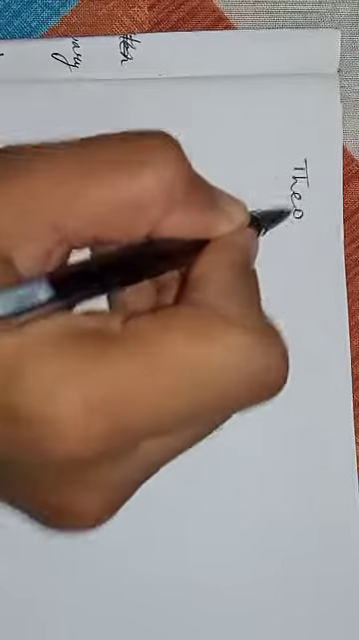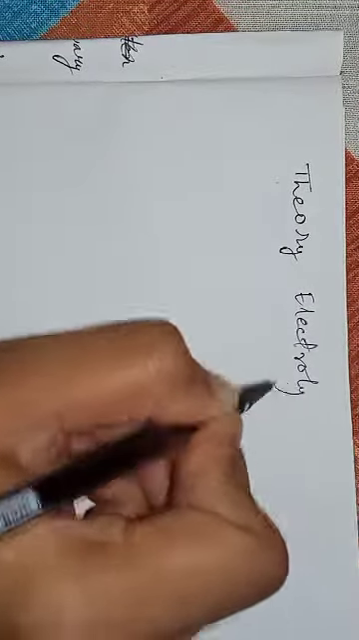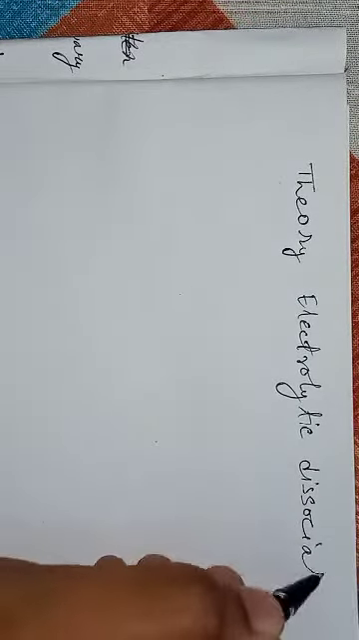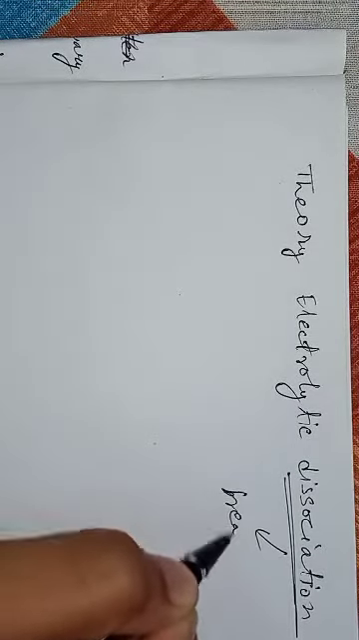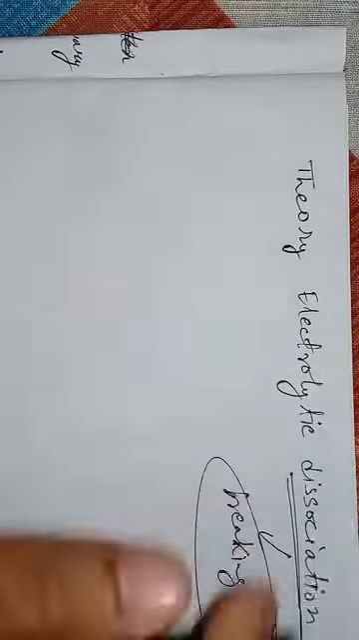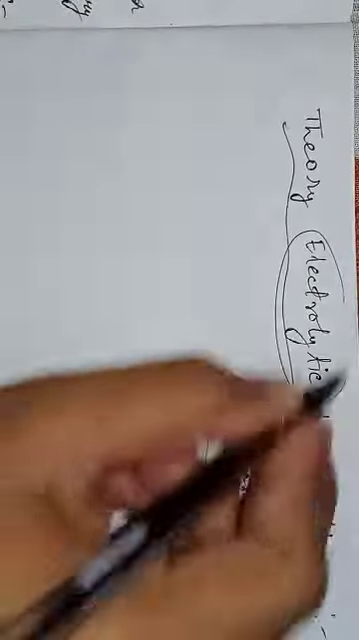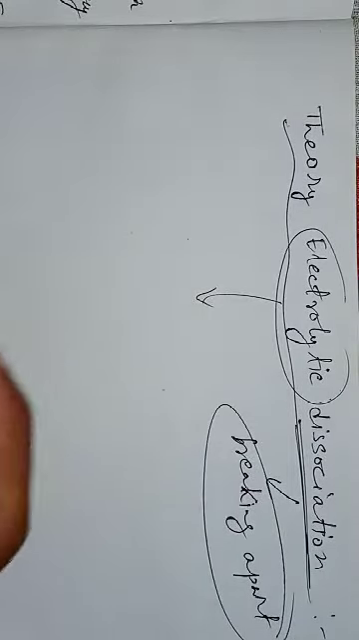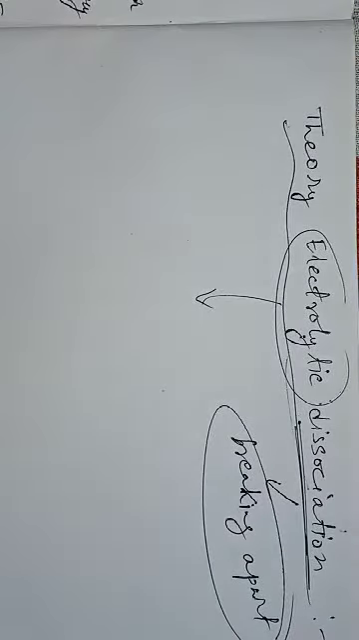Theory of electrolytic dissociation. Dissociation means the breaking apart, that is, getting divided into constituents. So when an electrolyte gets divided, gets broken up into its constituents, gets dissociated into its constituents, that is what electrolytic dissociation means.